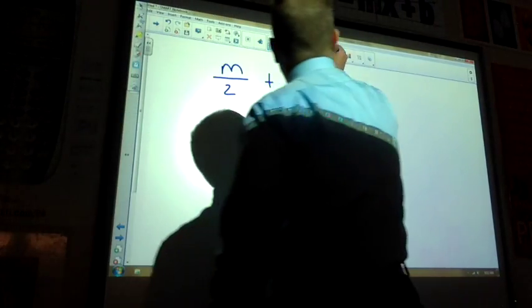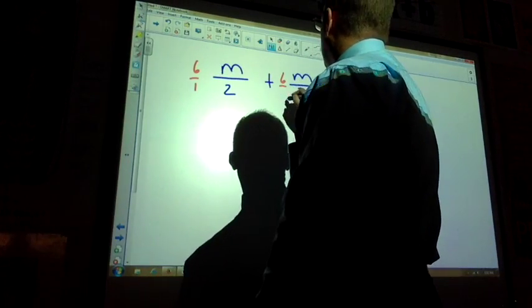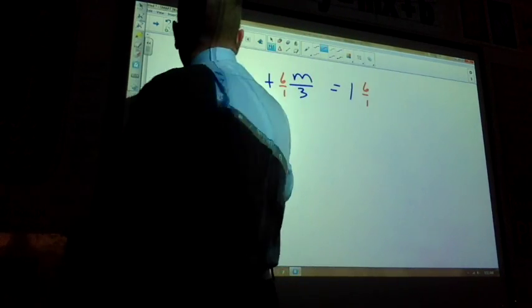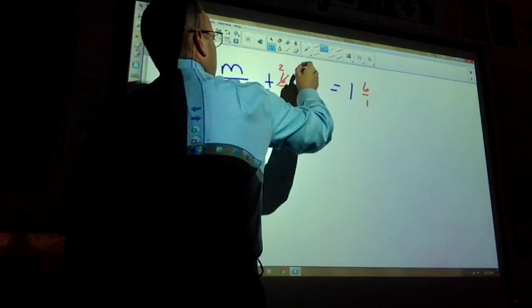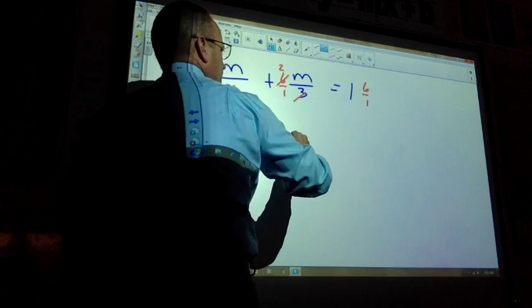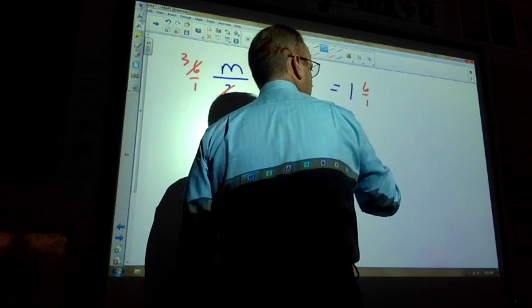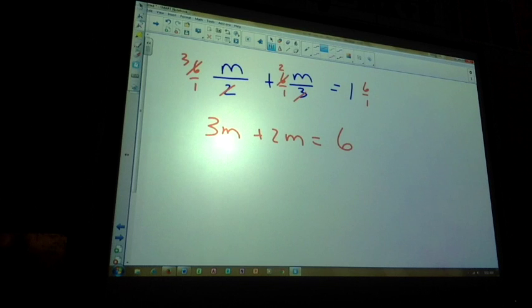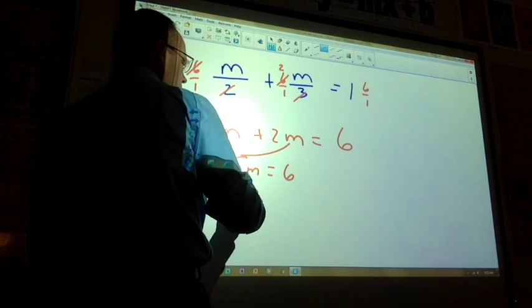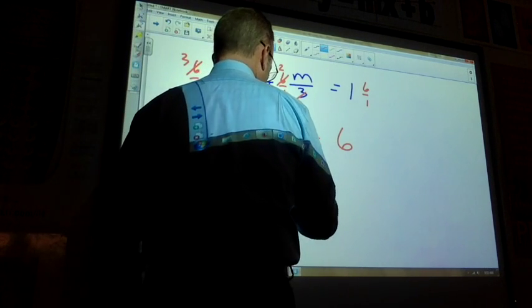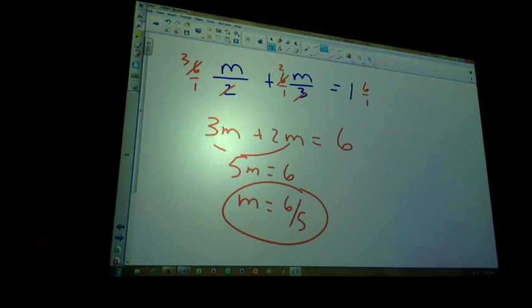So again, you're trying to find the smallest number. So I'm going to multiply by 6/1, same thing as 6, right? This cancels here, so I get what here? 3m. And then this cancels in there, so what do I have left here? 2m. And then what do I get here? 6. What's 3 plus 2? 5m equals 6. So what's m equal to? M equals 6 over 5, or 1 and 1/5. I like the improper fraction personally, but if you want to go 1 1/5, you can.